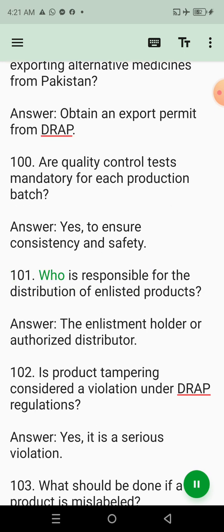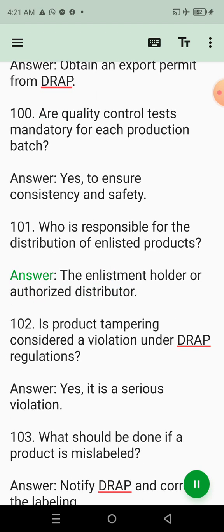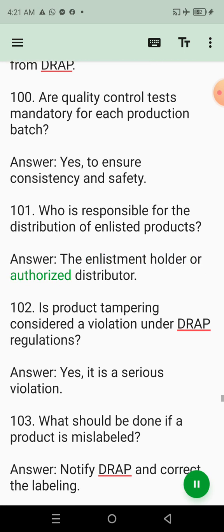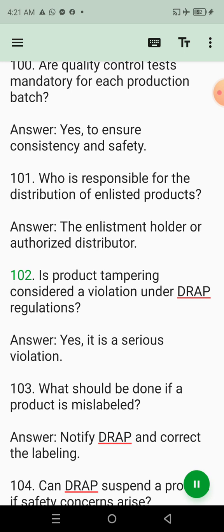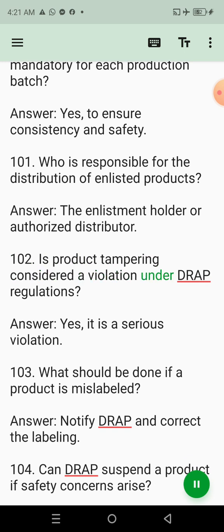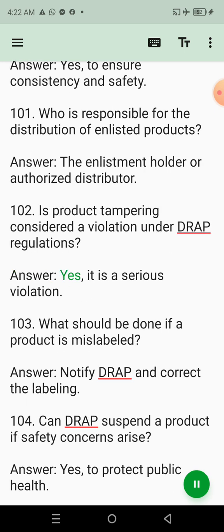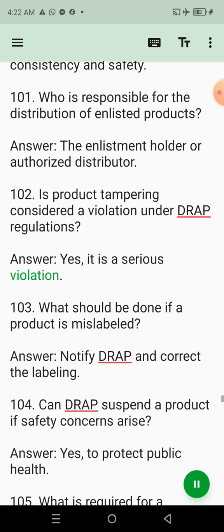101. Who is responsible for the distribution of enlisted products? Answer. The enlistment holder or authorized distributor. 102. Is product tampering considered a violation under DRAP regulations? Answer. Yes, it is a serious violation.